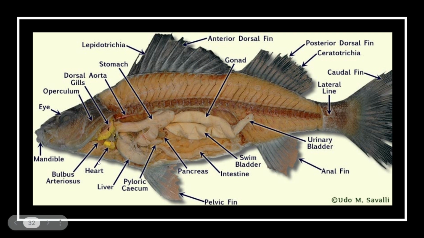Up here is its heart, as well as some of its vasculature near the gills. Here's the cover for the gills, the operculum. The eye is up here. It does have a mandible. It is a jawed fish. All bony fish have a jaw. This is also its mouth. You can see some of its dorsal fins, the spines that make it a ray-finned fish. We can see the remnant here of the lateral line. Here's a caudal fin, an anal fin, and here is a pelvic fin.